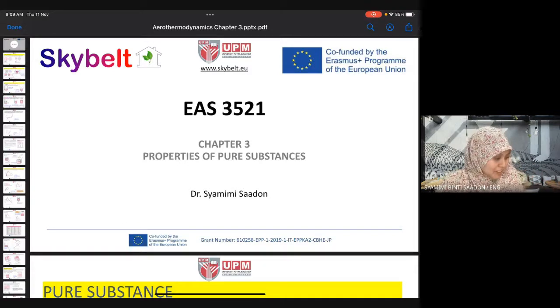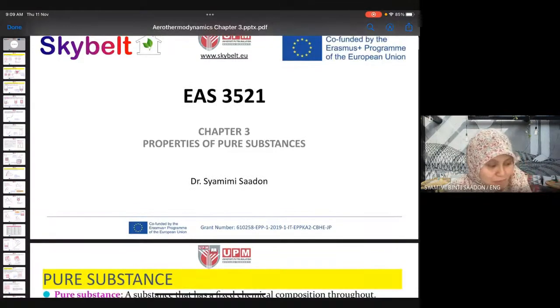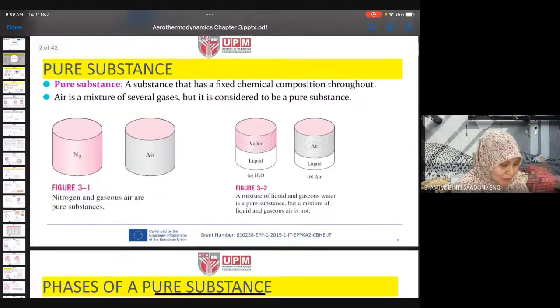Okay. So this chapter is about properties of pure substance. So first we have to understand what is pure substance. There's a bit of a chemistry background also. That's why in chemical engineering, one of the fundamental things that they have to learn is thermodynamics, because they also apply a lot of this for chemical.